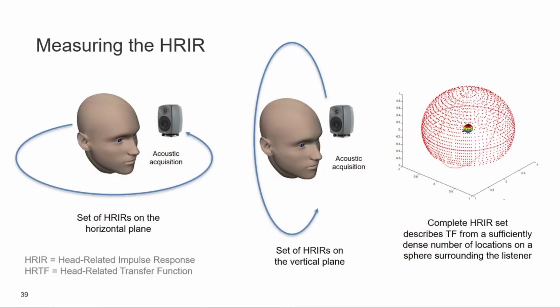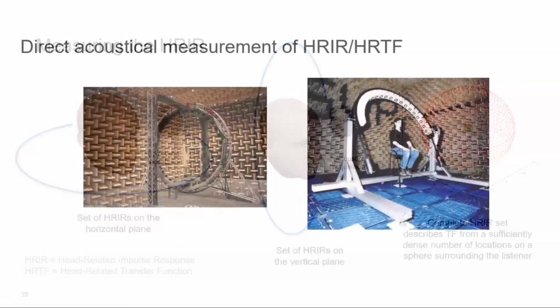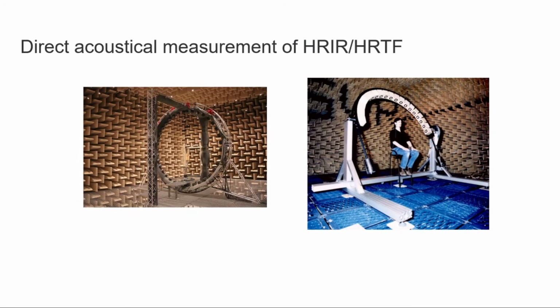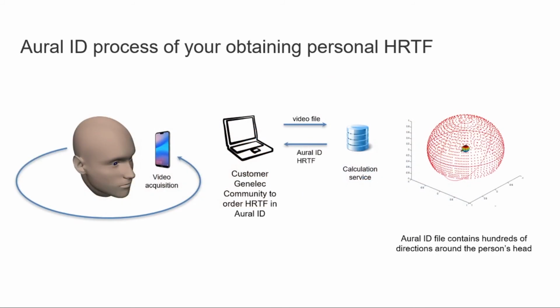It's possible to obtain your personal HRTF by placing microphones into your ears and taking measurements from all directions you're going to need later. This can be done in an anechoic room. Such measurements are rather time-consuming and require significant skill. The alternative method is to use photogrammetry.